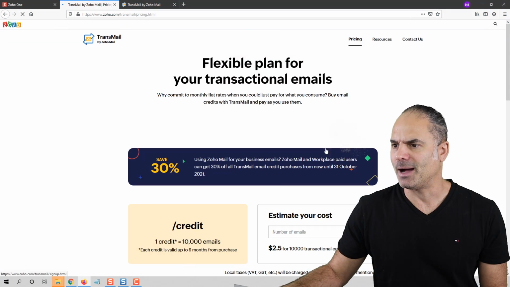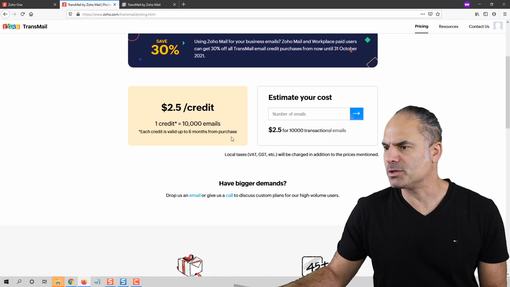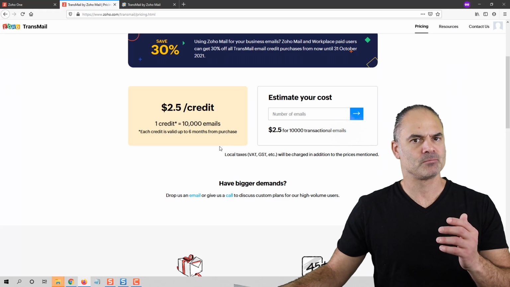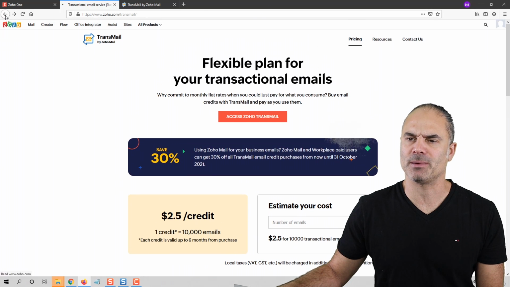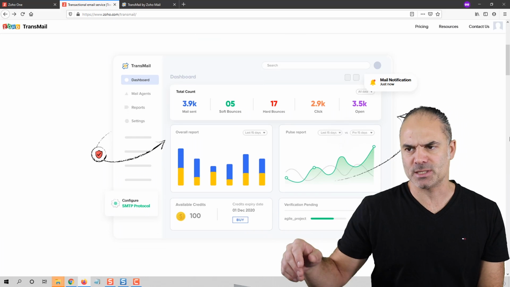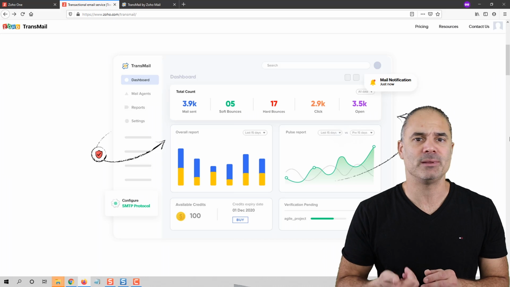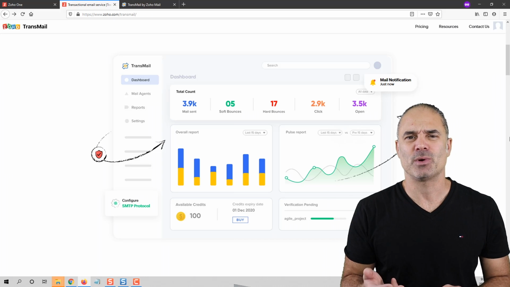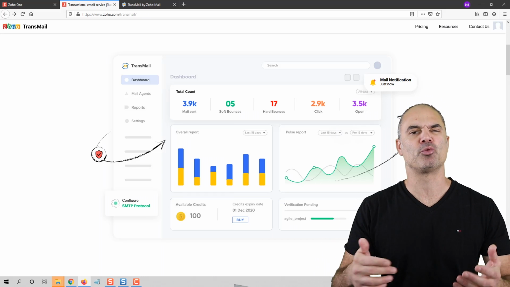It's also, by the way, inexpensive. I think it costs about $2.50 for 10,000 emails. Not much. So it's very inexpensive, and it's worth the money. Now, once you're sending those emails, you can see here that you're also getting reporting. You can see who opened it, the click rate. You can see basically the statistics, so you can improve your process.